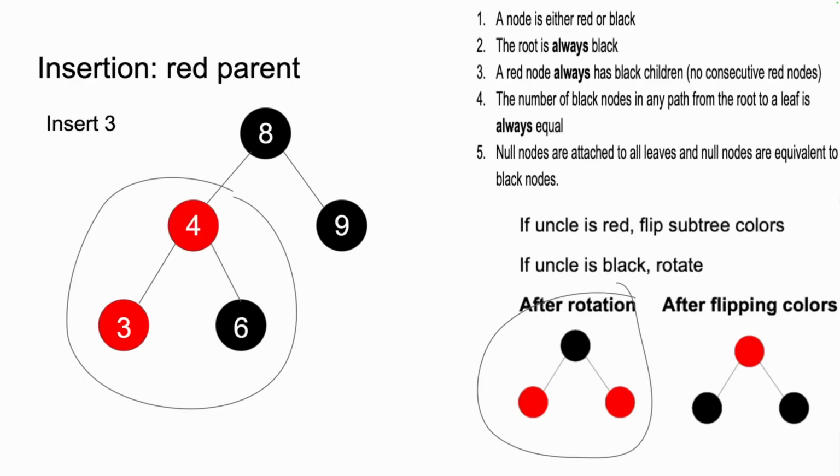But as you can see, circled again, after rotation we have to color it because it is also invalid here: there are 2 red nodes, and it also invalidates rule number 5. So we just color it like that, bam, and the tree is now valid.